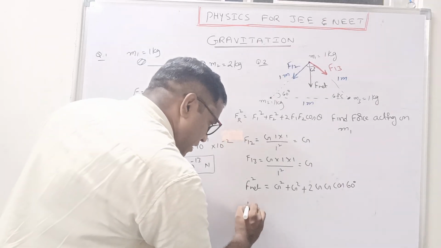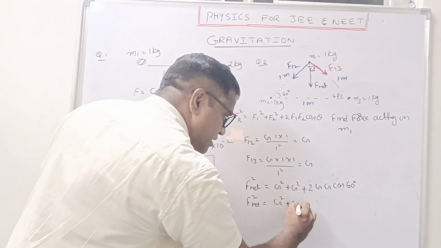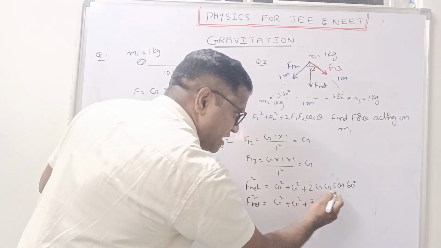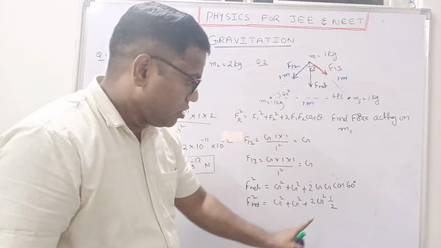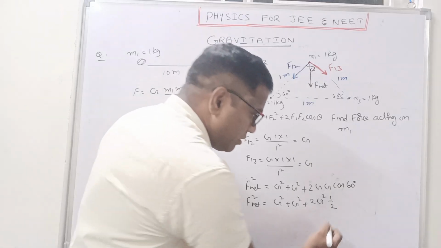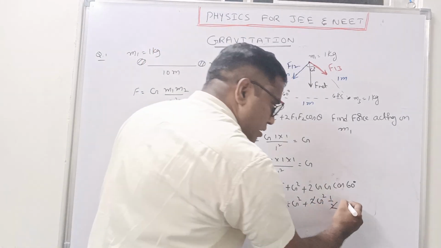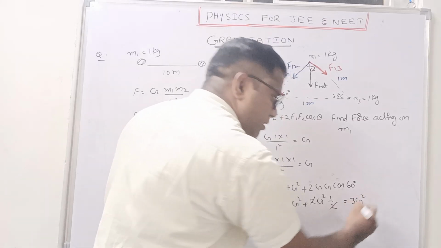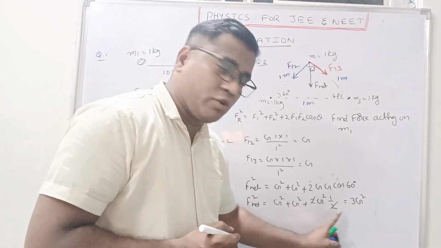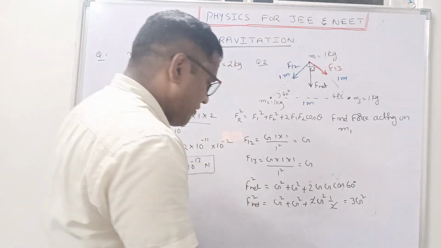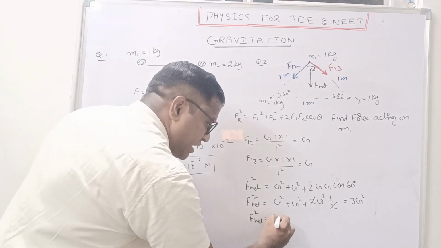Very good. So here F net square can be written as G square plus 2 times G square times cos 60, which means 1 by 2. So this 1 by 2 and this 2 will get cancelled. So G square plus G square plus G square, 3G square. Am I clear? G square plus G square plus G square is equal to 3G square. And I will write here resultant force F net square can be written as 3G square.